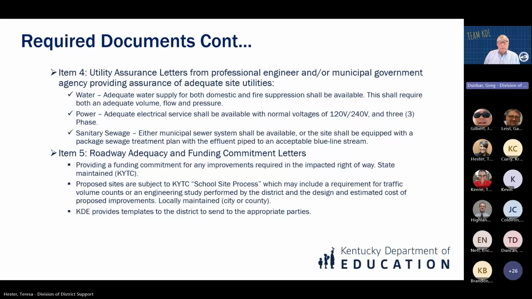Item number 4, utility assurance letters. Water, adequate water for domestic and fire suppression shall be available. It includes volume, flow, and pressure, power, and sanitary sewage, either that can be connected to a municipal system or a package treatment plant pipe to a blue line stream.